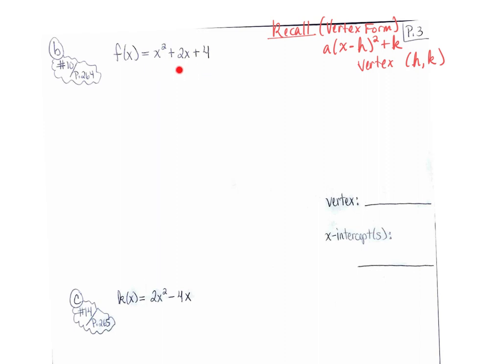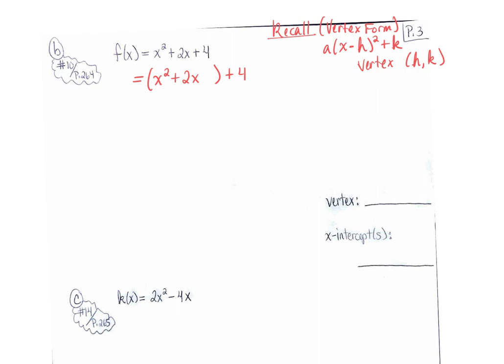So that means we have to do a little bit of work to put it in this form so we can identify the vertex. Now we're going to have to remember completing the square. Completing the square comes back into play here. I'll remind you as we go through the example. So the first thing we're going to do, we're going to just put the x terms in parentheses. So the x squared plus the 2x, we're going to put that in parentheses, and then we're going to add the 4. We didn't change the equation. We just put parentheses around x squared and 2x.